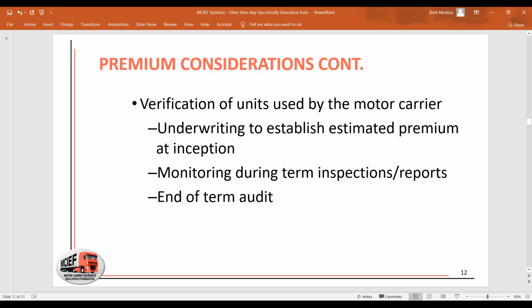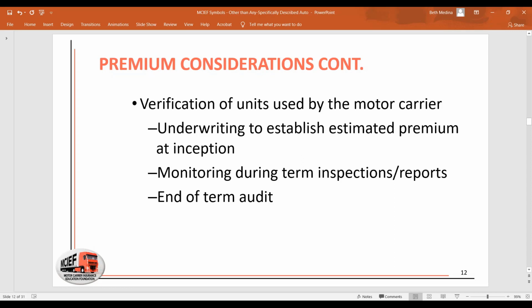But during the policy period, we can also monitor the vehicles the insured is using when they get inspected, and those reports are sent to the insurance carrier. And at the end of the policy term, we can use this information to audit. So those are the three areas where we can get to the proper premium, or at least the estimated premium, and the ability for the insurance company to recover money for the coverage provided on a covered auto.